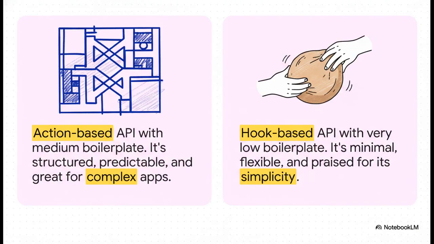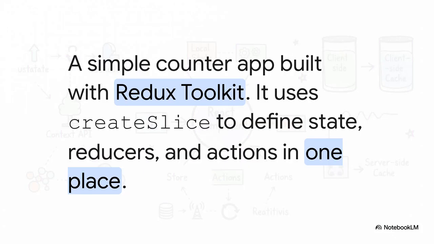Which brings us to the main event for modern React. In one corner, you have Redux Toolkit, which is the official, modern way to use Redux. It slashed the boilerplate and made everything way easier. And in the other corner, you have a challenger like Zustand. It's a totally different approach. It's based on simple hooks, it's incredibly minimal, and it's all about flexibility.